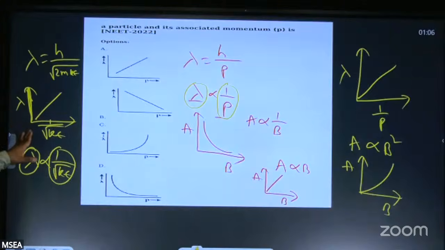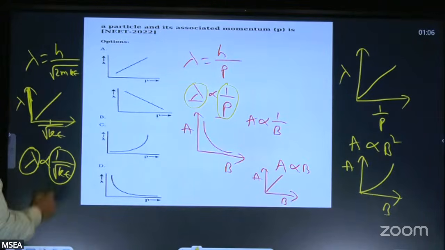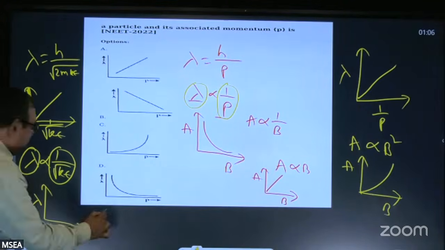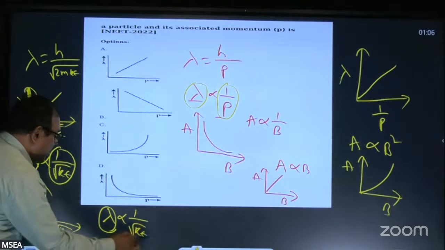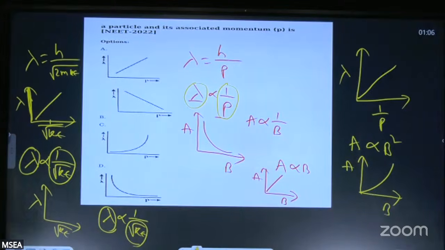So this one you have to remember whenever it is given. Suppose I give the question lambda and root of KE. What do we get? Lambda proportional to 1 by root of KE. This is lambda, this is root of KE. As they are inversely proportional, the graph is a hyperbola. This is what you get.